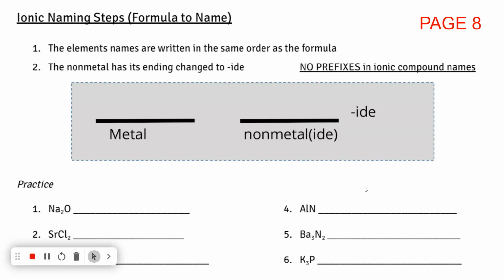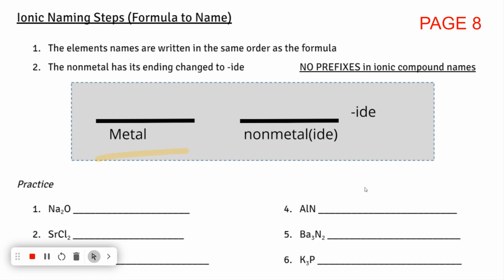All right, so here we're going to talk about how to write the names of ionic compounds. And even though they're different than covalent compounds, I think they're even simpler. You just have to name what you see. Just like with covalent, we need to keep our elements in the same order as the formula. But unlike covalent, we're not going to have any prefixes in front of our names.